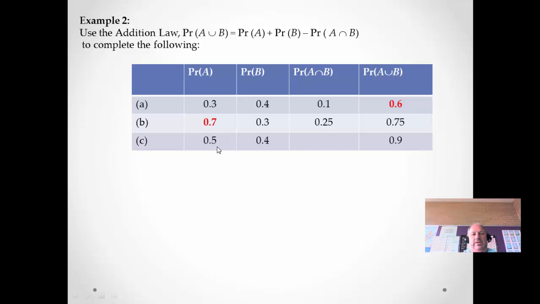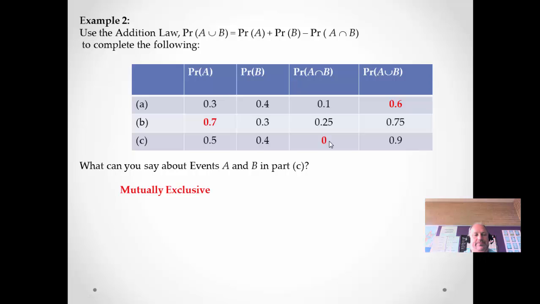In the last one, the probabilities of A and B are 0.5 and 0.4. We're told A union B is 0.9. Following the rule, 0.9 equals 0.5 plus 0.4 minus what? Well, they add up to 0.9, so it has to be 0. What can you say about the events A and B in part C? Well, if there's no intersection, as it's showing here, then they are mutually exclusive.